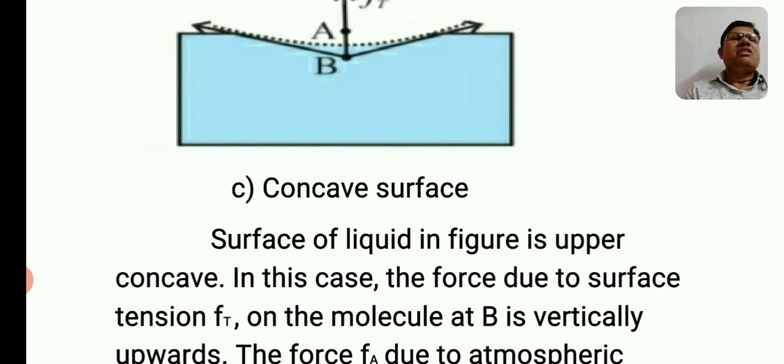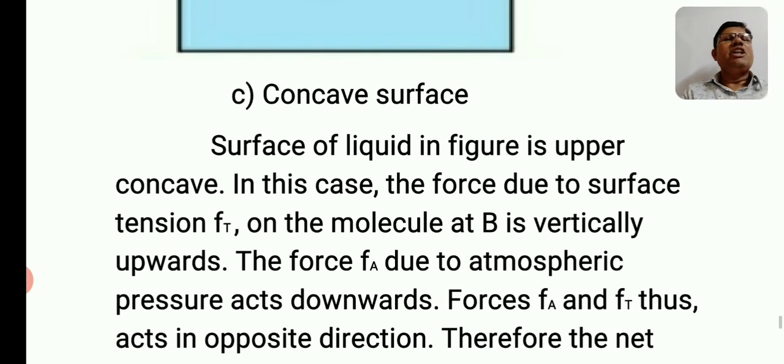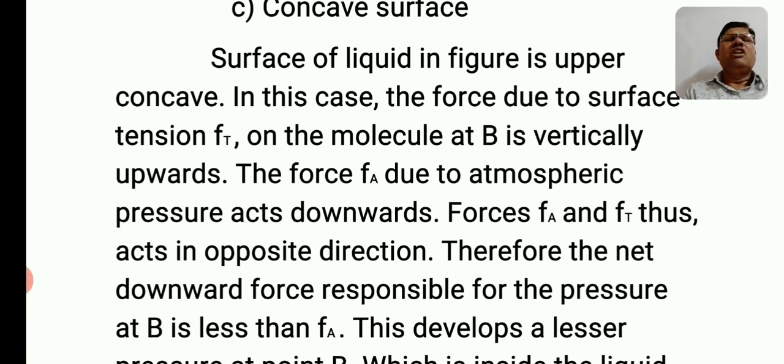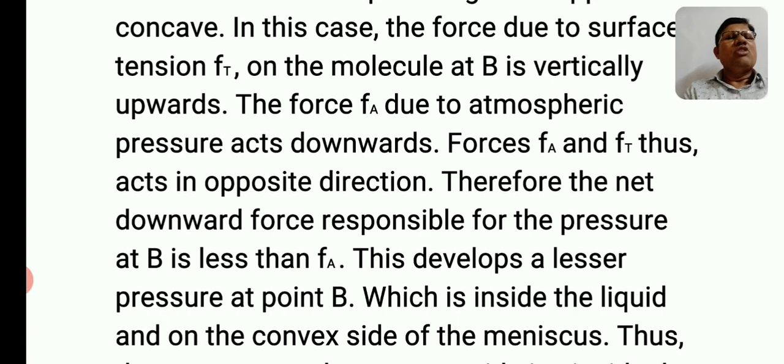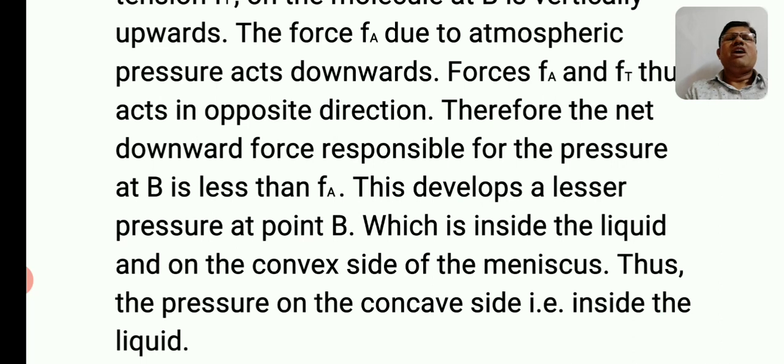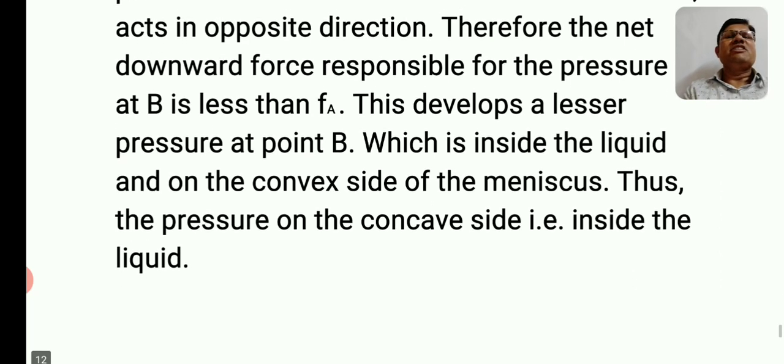In this case, the force due to surface tension Ft on the molecule at B is vertically upwards. The force Fa due to atmospheric pressure acts downwards. Forces Fa and Ft hence act in opposite directions. Therefore, the net downward force responsible for the pressure at B is less than Fa. This develops a lesser pressure at point B, which is inside the liquid and on the convex side of the meniscus. Hence, the pressure on the concave side, that is inside the liquid.